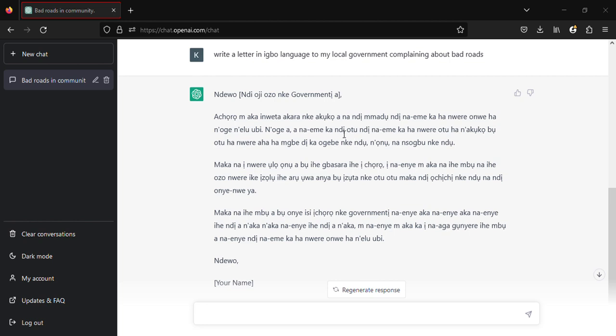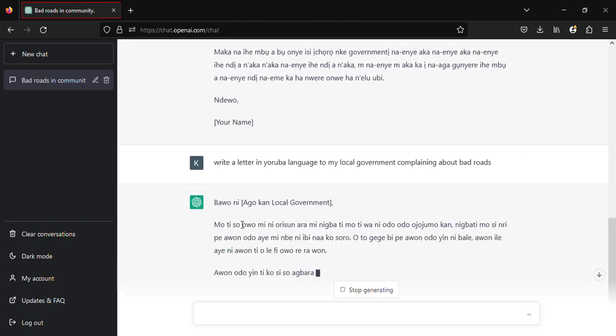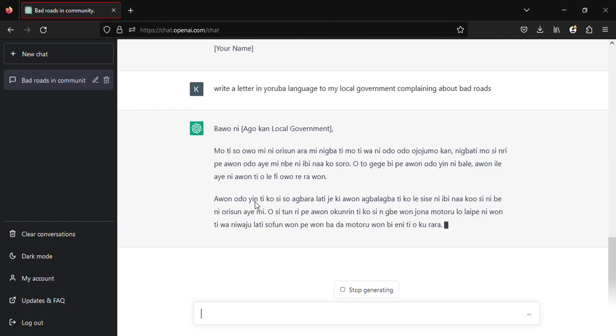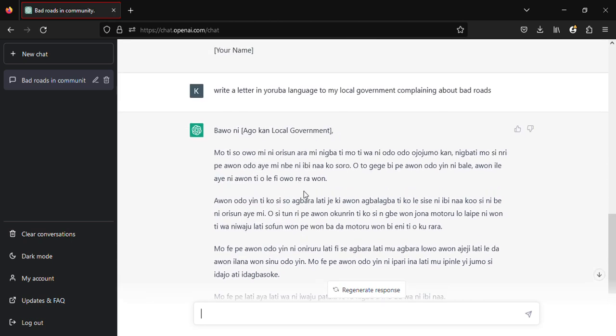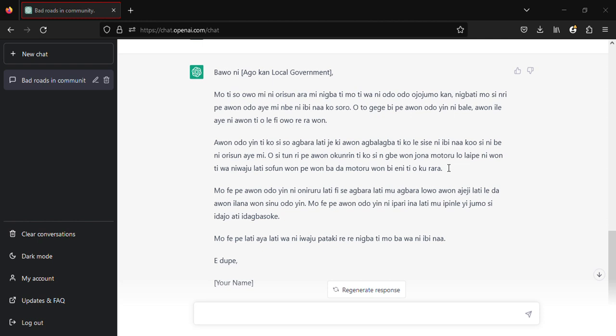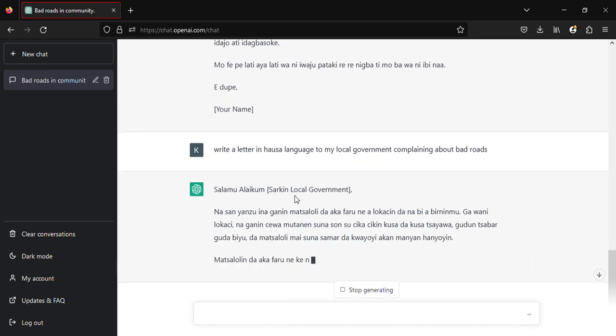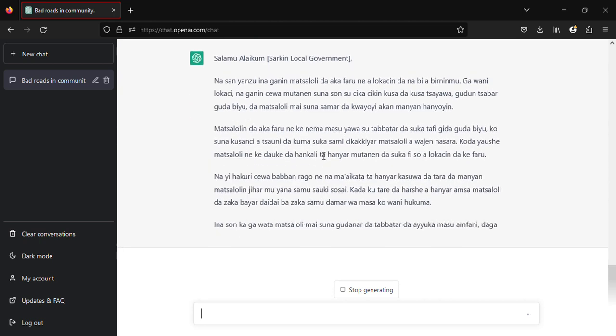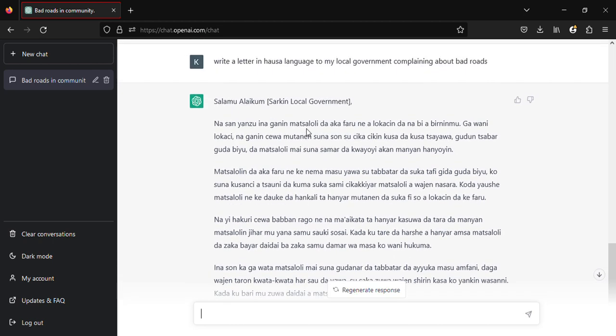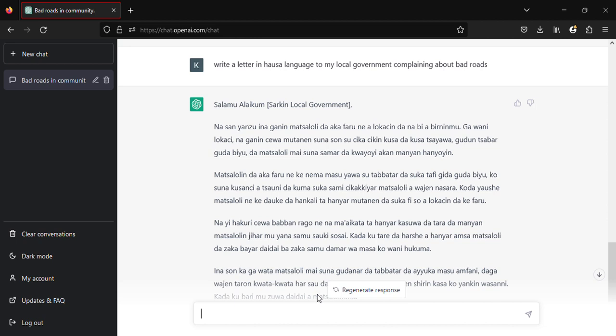Then let's compose the letter in Yoruba. Wow. ChatGPT can also do your tasks and translate them to the Yoruba language. So let's try the Hausa language. Wow. It also does so in the Hausa language. Let's try another language.